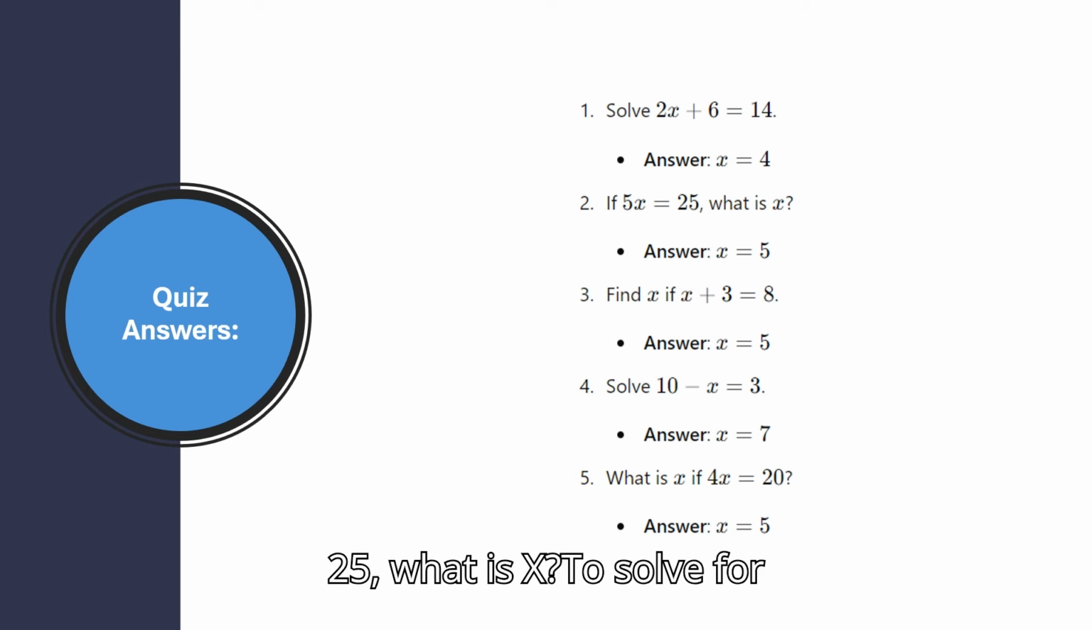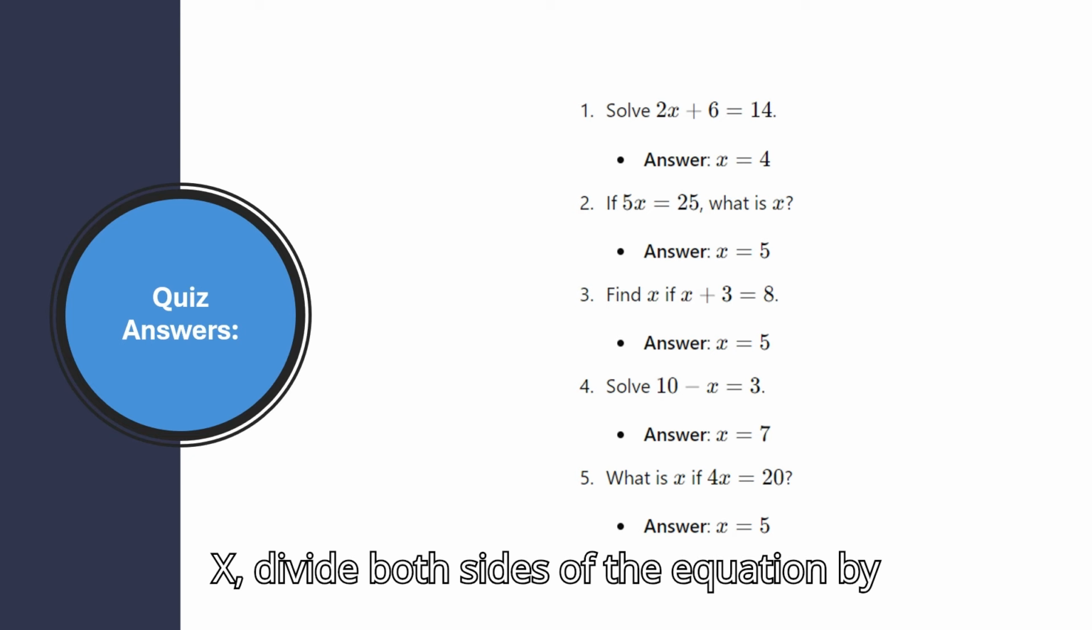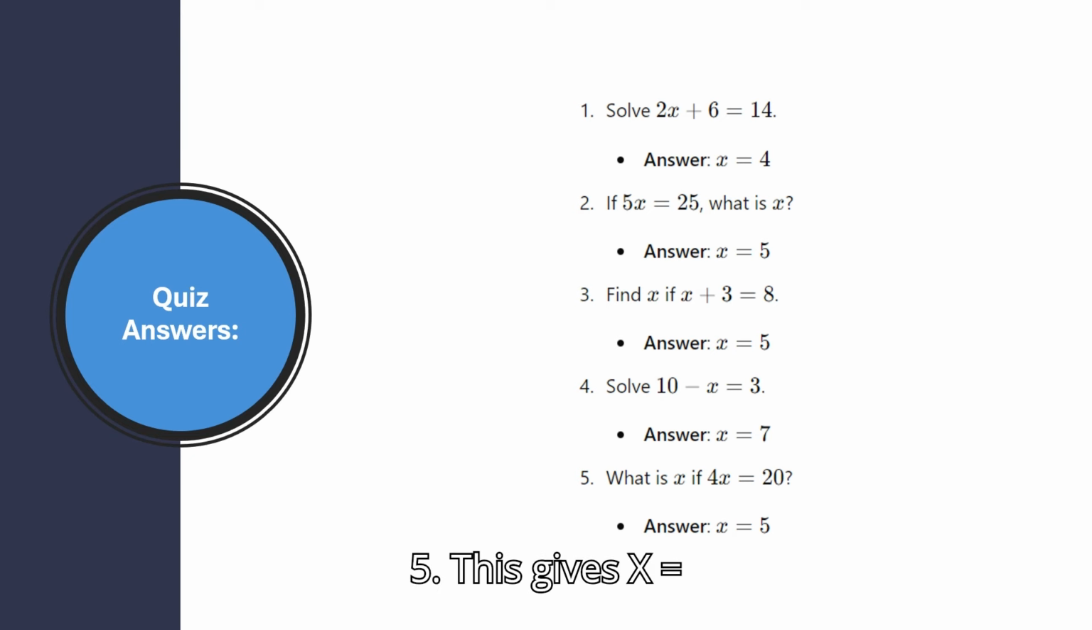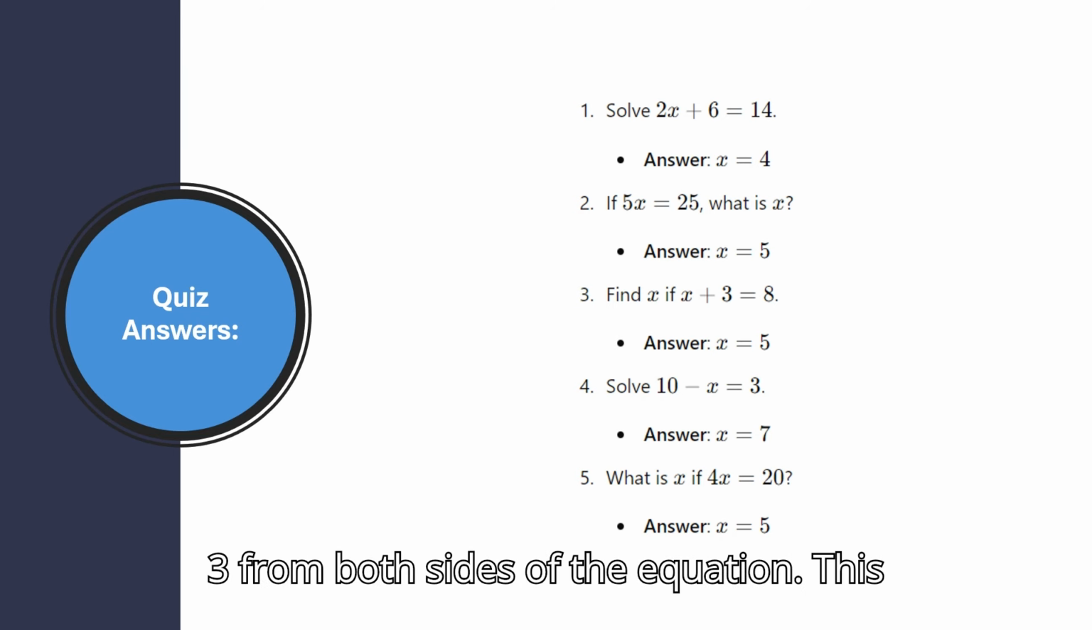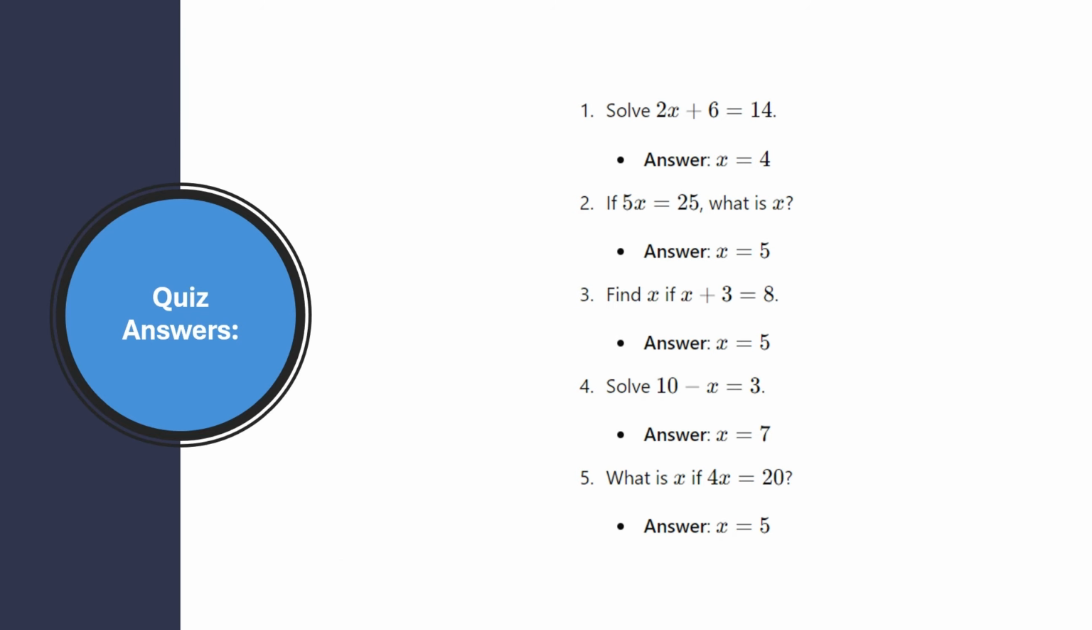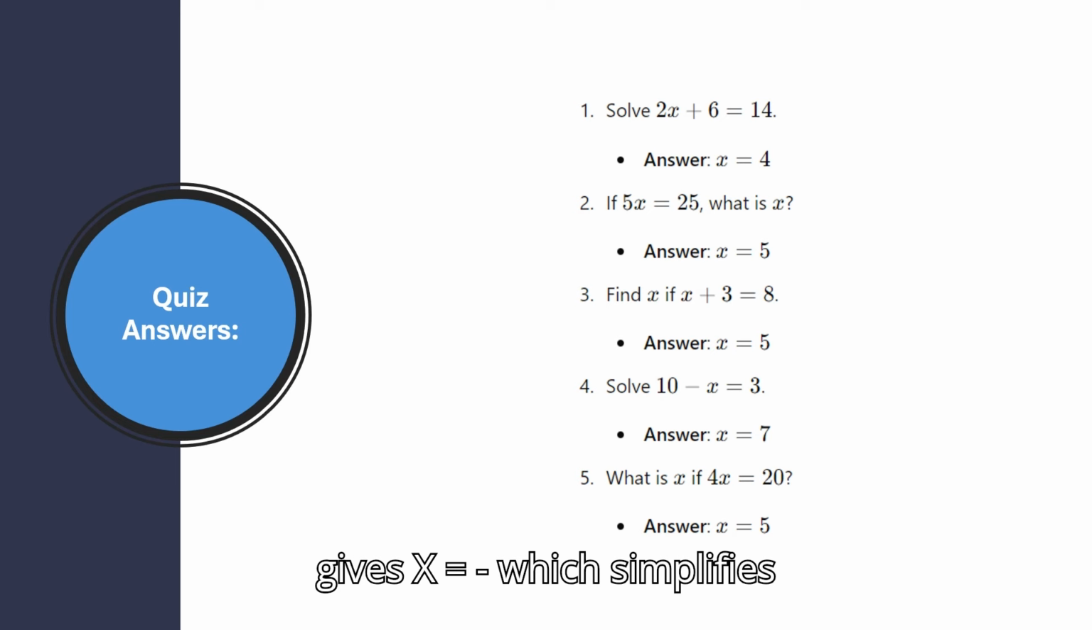If 5x equals 25, what is x? To solve for x, divide both sides of the equation by 5. This gives x equals 25 divided by 5. Simplifying this gives x equals 5. Find x if x plus 3 equals 8. To solve for x, subtract 3 from both sides of the equation. This gives x equals 8 minus 3, which simplifies to x equals 5.